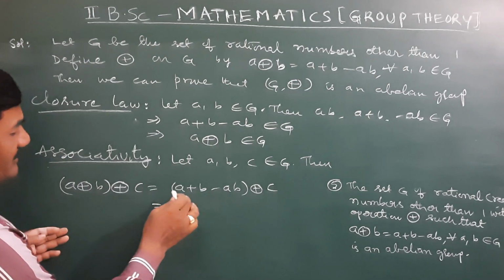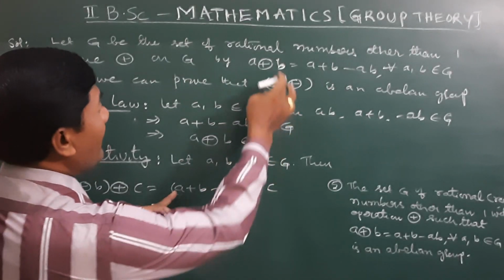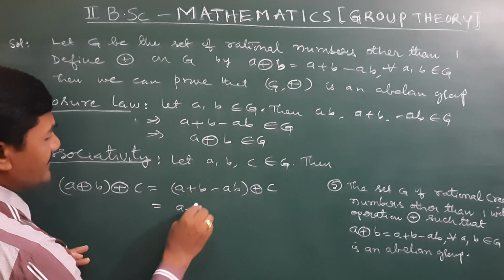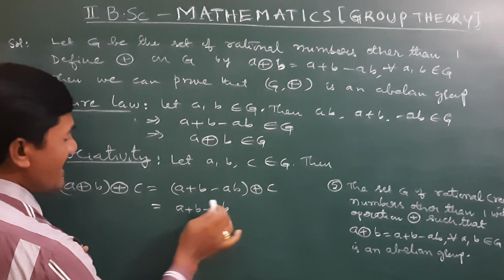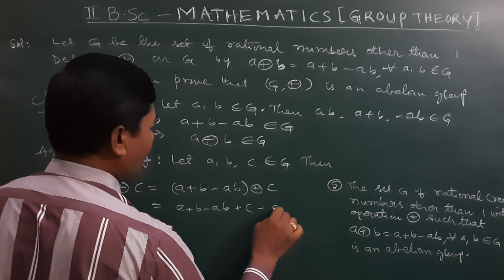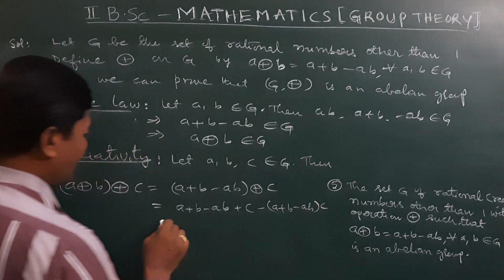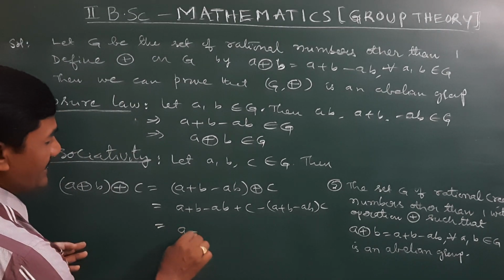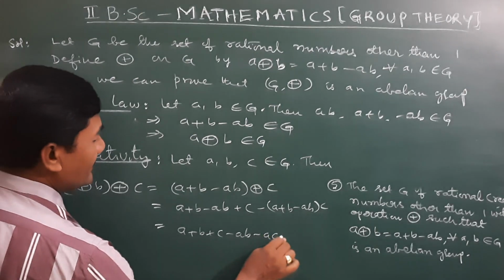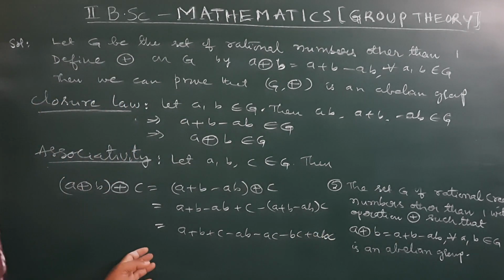So that is equal to a + b, this complete expression treated as A, and this is B. That is again applying a ∘ b only. That is what we are writing: (a + b − ab) + c − (a + b − ab)c. Multiplying this out, we get a + b + c − ab − ac − bc + abc.